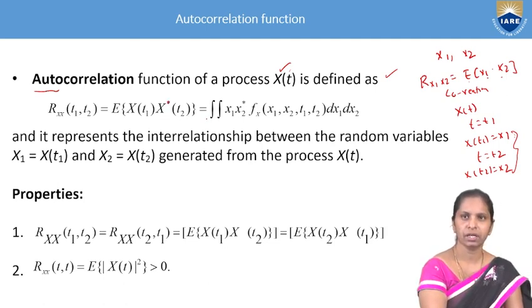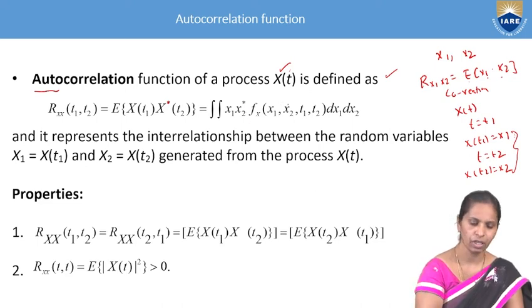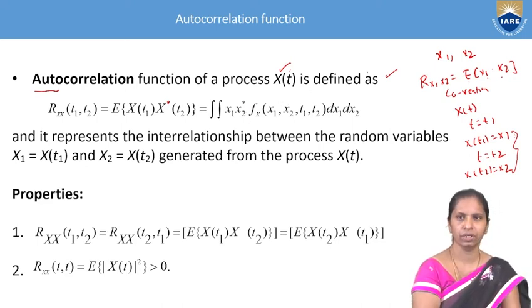In case of a continuous random variable, how can I calculate the expectation? I'll take the integration, so the integration of the function into the joint density function. Like that, I can calculate the autocorrelation function. And these are some of the properties of the autocorrelation function.